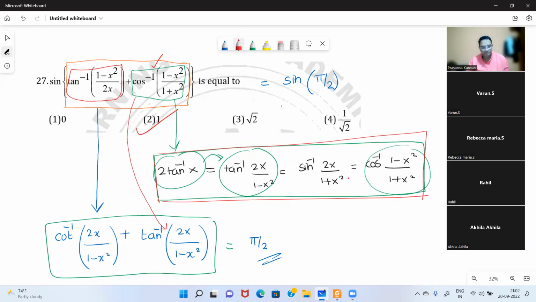Are you clear? Next. Tan inverse of 1 minus x square by 2x can be written as the reciprocal, in the sense cot inverse of the reciprocal. So cot inverse of 2x by 1 minus x square. And we know that cot inverse of x plus tan inverse of x is pi by 2. Therefore, cot inverse of 2x by 1 minus x square plus tan inverse of 2x by 1 minus x square will be equal to pi by 2. And the answer we want to find is sine of this angle. This will be sine of pi by 2. Sine pi by 2 is sine 90, which is 1. That's all. Are you clear with this?